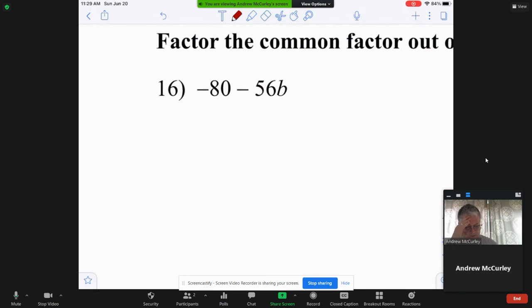So this one, what looks common? I think there's an 8 that's common. This is just number sense. Hopefully you're there with that. So that's going to be 10 minus 7b. I can factor an 8. What's common? What can I pull out of there? What can I divide each one by? That's going to be the same. All right.